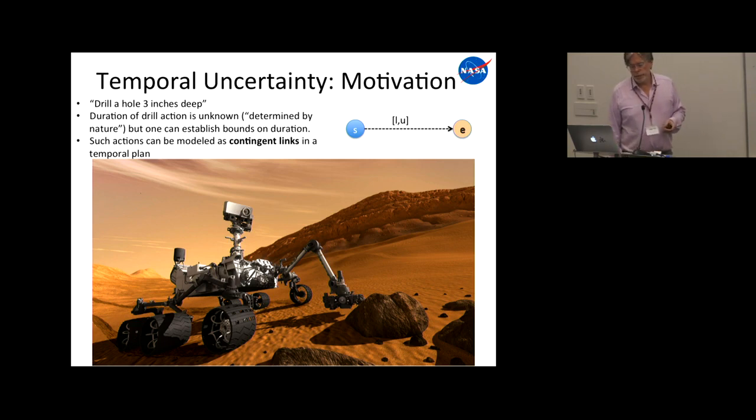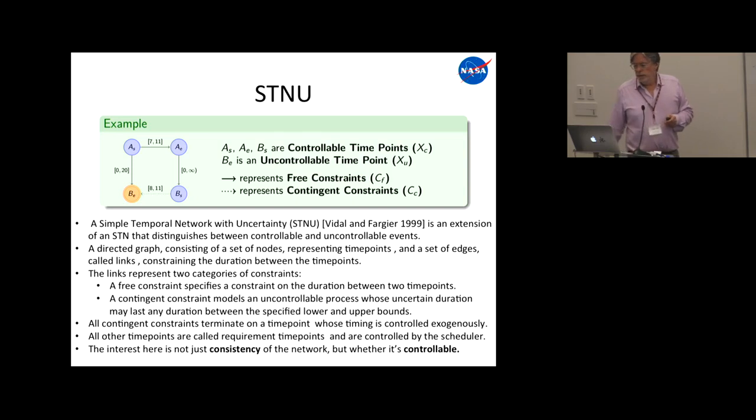This turns out to be really important in a lot of planning problems, and such actions can be modeled as contingent links in a temporal plan. So here is how we're going to represent this hole-drilling or martini-mixing problem. It's the dispatcher that starts the action, but it's nature that finishes it, and the value on that edge is determined by nature, not by the bartender or the rover. This is what is called simple temporal networks with uncertainty.